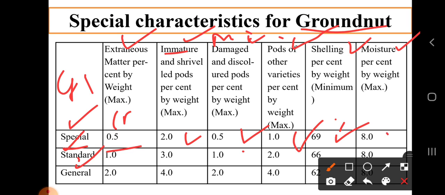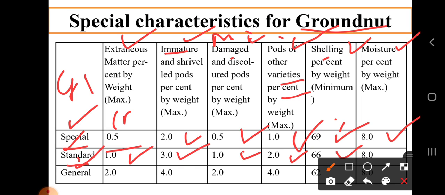Its moisture content is up to 8%. Then under the second grade, or the standard grade, its foreign matter content is not more than 1%. Immature grains, or pods which are not fully developed, should not be more than 3%. Damaged pods should not be more than 1%. Pods from other varieties should not be more than 2%. Its shelling percent should be at least 66%.